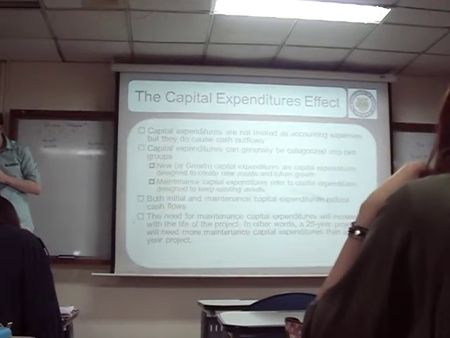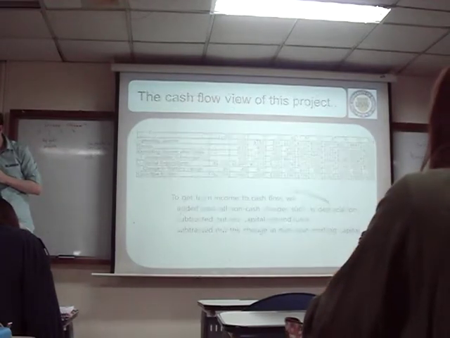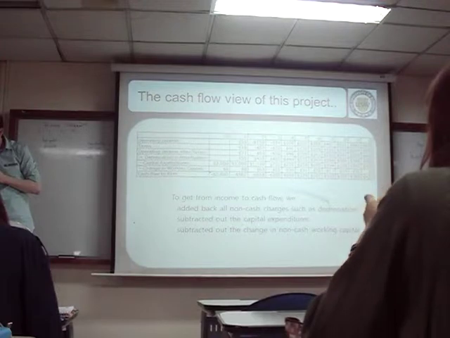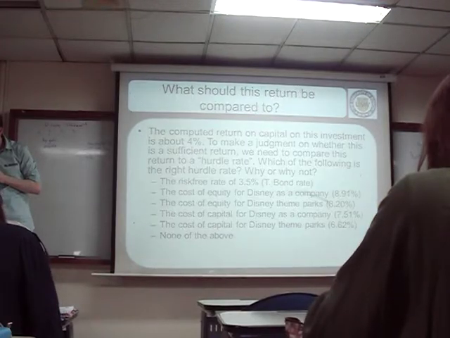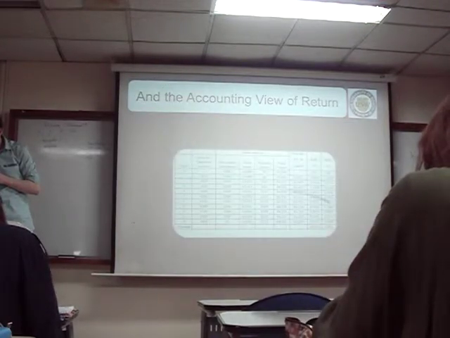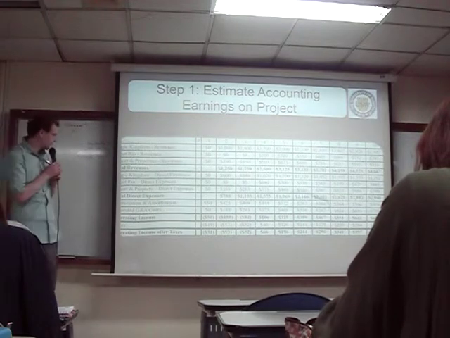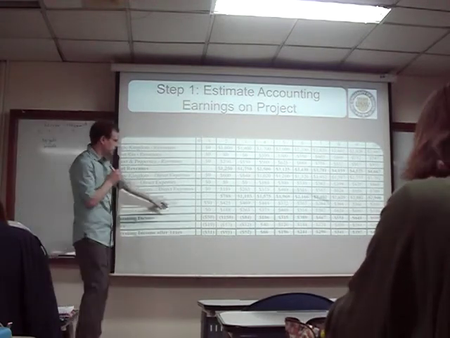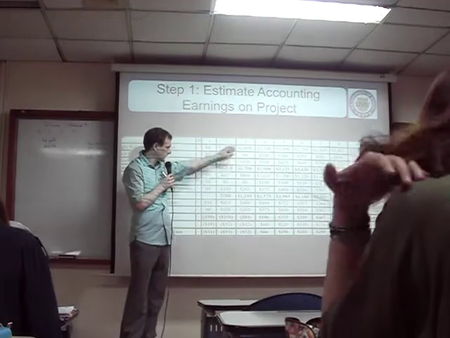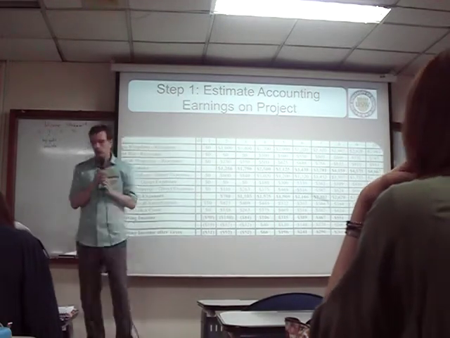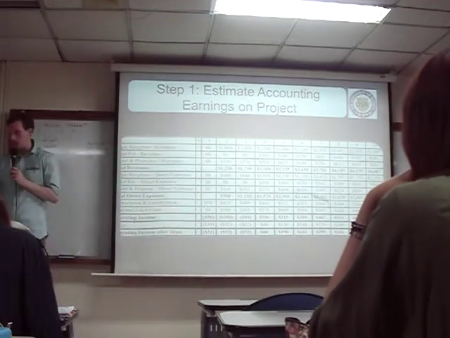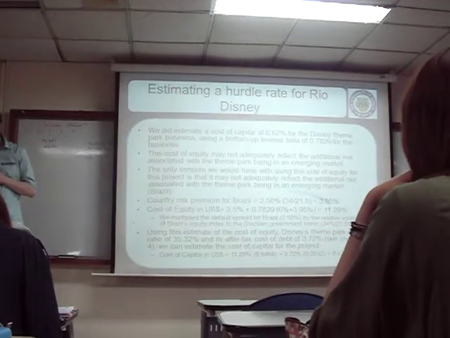If we go back to our accounting returns up here, we can see that we put in depreciation. We already subtracted depreciation here before we got our net income. So now we have to go and add it back in because we're changing it to cash.